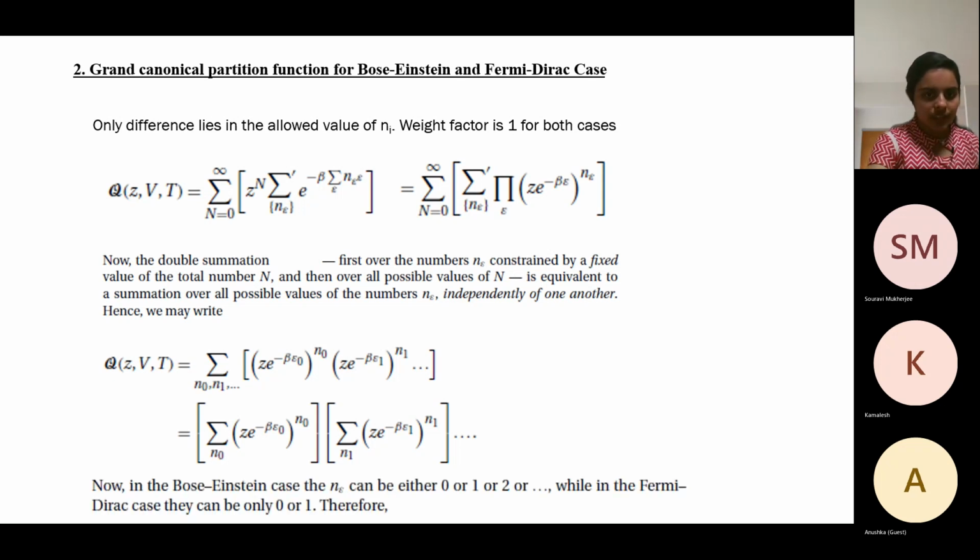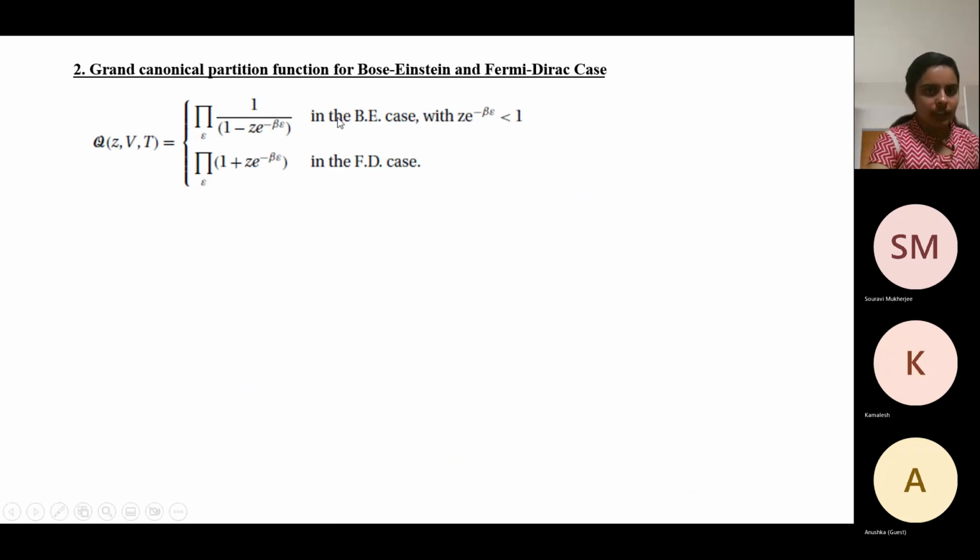So now for the Bose-Einstein case, n_epsilon can be any value, and for the Fermi case, n_epsilon can only be 0 or 1. So we will put that in and see how we get the expression for the partition function. For the Fermi-Dirac case, you get something like this. Why? Because it's just e to the power 0 plus z into e to the power minus beta epsilon, because these are the two values that are possible.